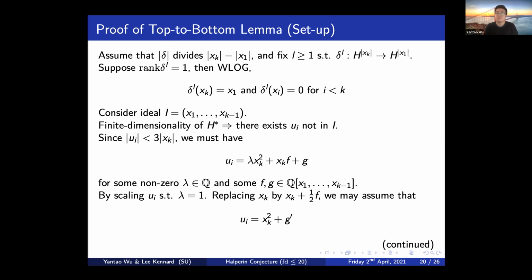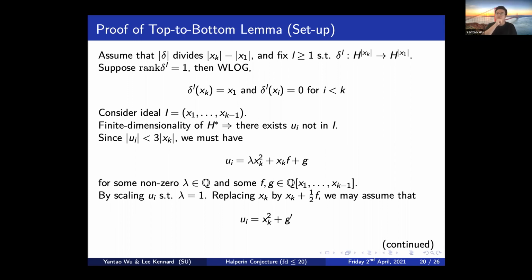We suppose by contradiction that the rank is precisely 1. Then we can perform a change of basis, such as mapping xk to x1 and mapping the remaining terms to just 0. We can construct one ideal, which contains only the generators from x1 to xk minus 1. By the same process, we know that H star is finite dimensional. So there must be some relation not in the ideal.